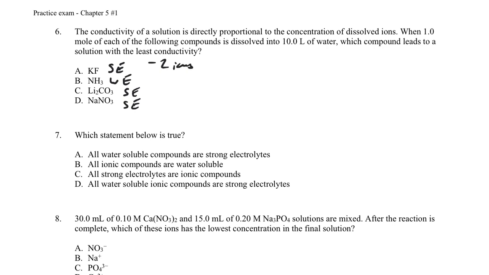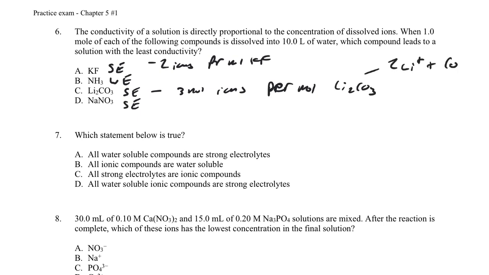So here we're getting 2 ions per mole of KF. We're getting, for C, 3 moles of ions because we're getting the 2 lithiums plus the carbonate ion, and then we're just getting 2 moles of ions with sodium nitrate. And so the least conductivity has to be the weak electrolyte because it's only partially making ions. We're getting less than 2 moles of ions.